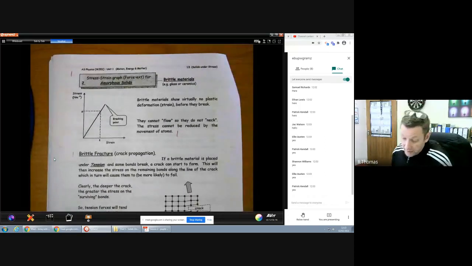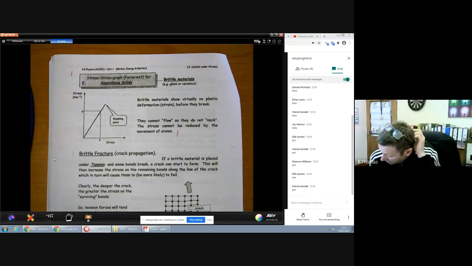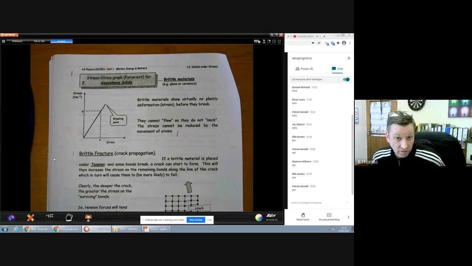So that's enough for the time being on crystalline solids. Let's have a little talk about amorphous solids. Of course, that's brittle stuff. So glass, china, we normally use glass, right? Those are all examples.